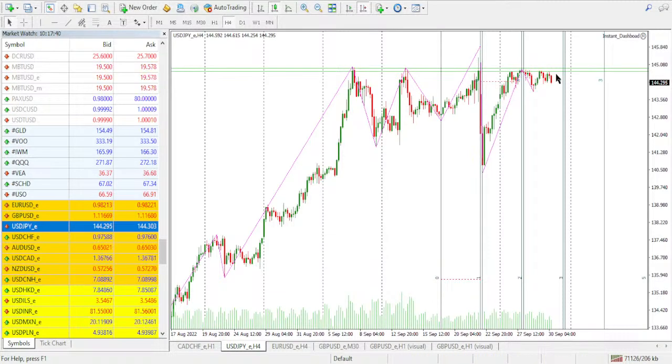So you may want to place a pending sell limit within these two lines. Have your stop loss above the high of this candle, this one, and your first take profit should be somewhere here.